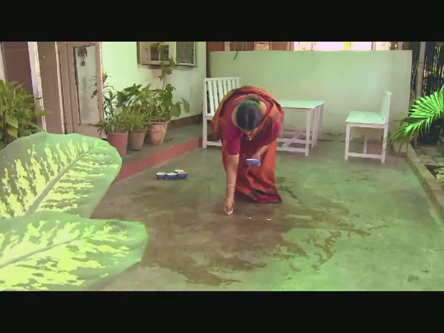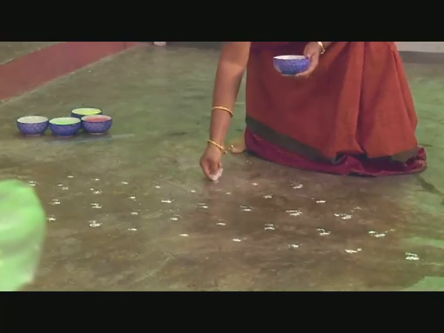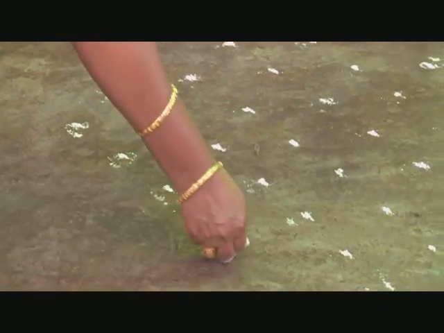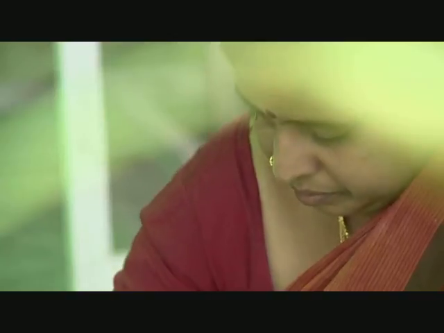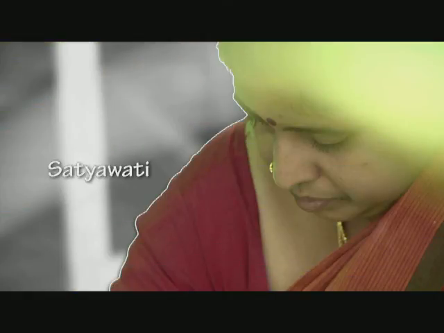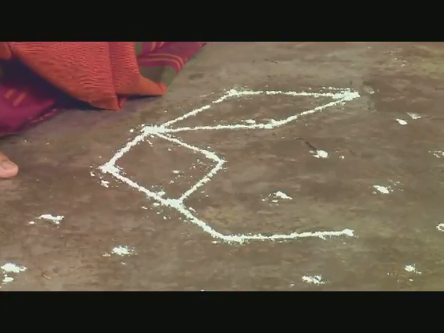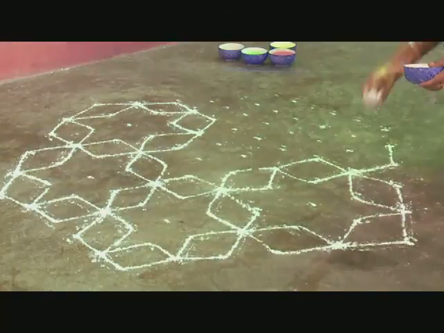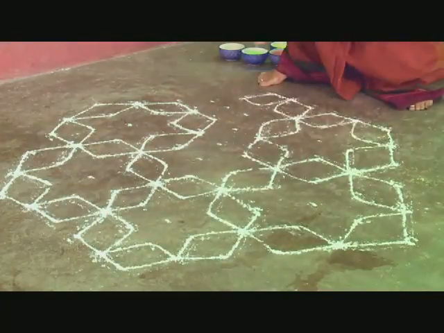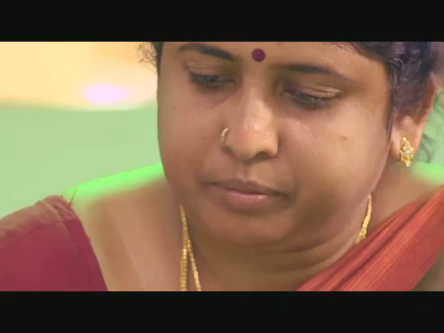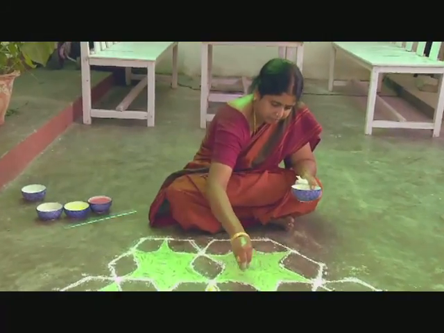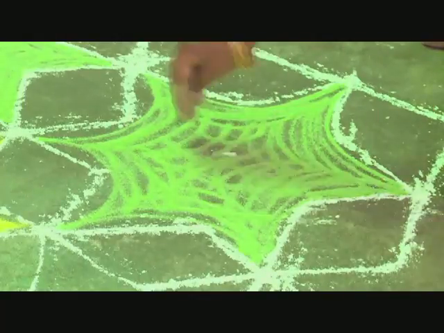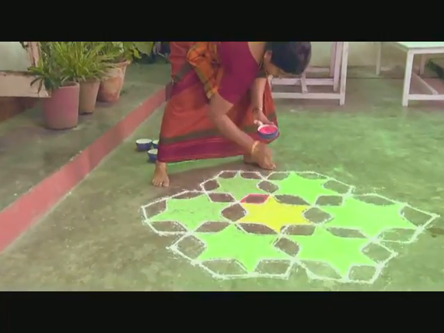Closer to home, we can see mathematics in the rangoli that we do during festivals and to decorate our houses. Now Satyavati is trying her hand at a traditional rangoli that follows the same principles as a mathematical tiling. It's quite beautiful to see it unfold, isn't it? Many people believe that these keep bad omens out of the house. The more complicated they are, the better they are at keeping away bad thoughts and spirits.